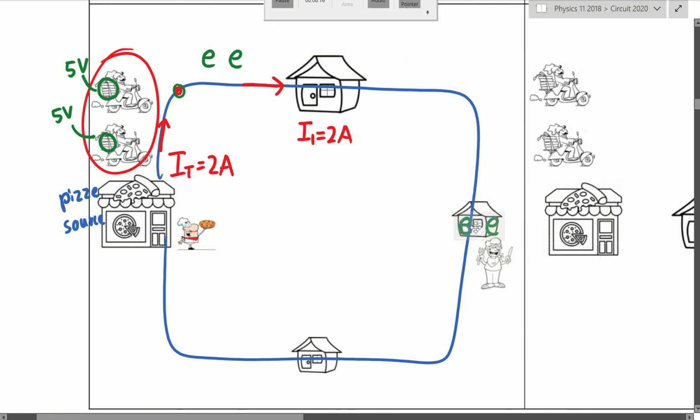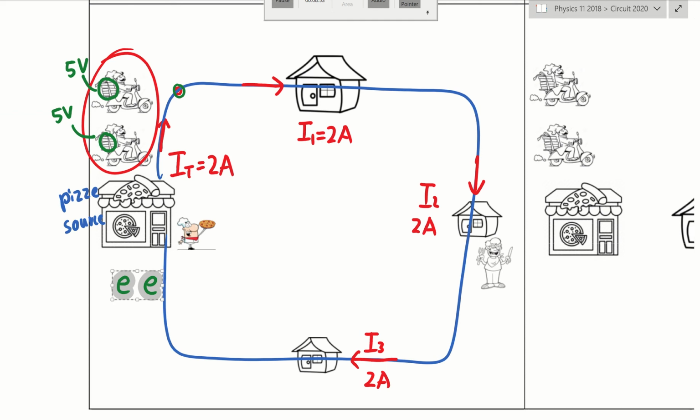And then how many electrons will go through the second house? 2, because there's only 1 row. I don't know where they could go if they're not going into that house. So the amount of current going to the second house, I2, is also 2 amp. How about the amount of current going through the third house? 2 amp, because again, there is only 1 row. Where else should they go, right? So 2 electrons go through the first house, 2 electrons go through the second house, 2 electrons go through the third house. And when they come back to Pizza Hut, I expect 2 electrons to come back to report to me because they deliver items for me. If I send out 2 people, how many do you expect to come back?